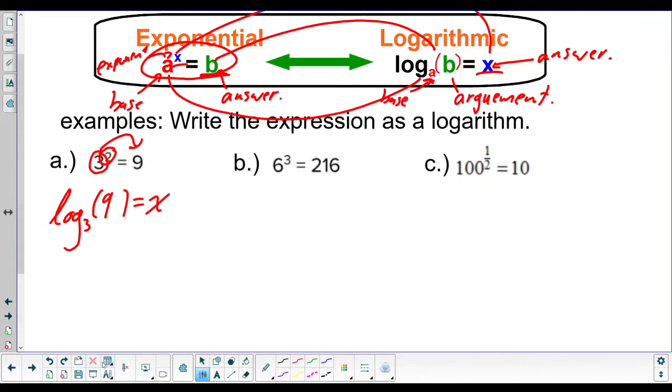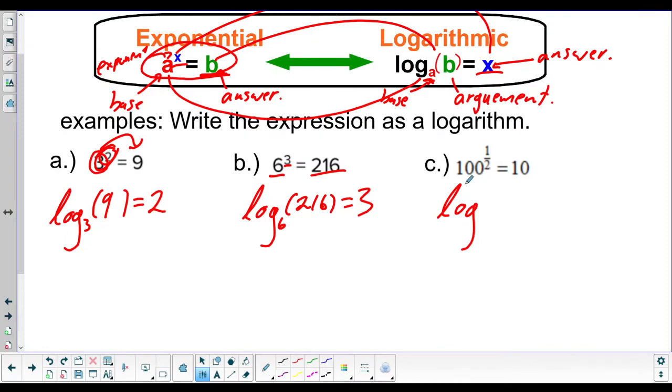So x. Sorry, not x. 2. Because it's a 2 right there. All right. So write our log. The base is the base. The answer turns into the argument. And then the log tells you the exponent. One more time. Log, the base is the base. The argument is whatever the answer is. And it tells you the exponent. Pretty easy. Okay.